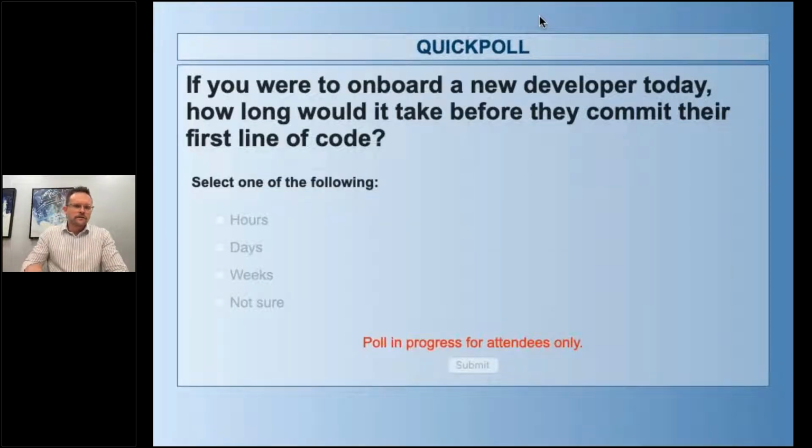So if you were to onboard a new developer today, how long would it take before they commit their first line of code? And I'm not just talking about the HR onboarding. I'm saying once they have their laptop in hand, how long would it take to get your developers to a point where they can confidently commit their first line of code and it would actually be pushed into production and fully automated? What does that look like for you?